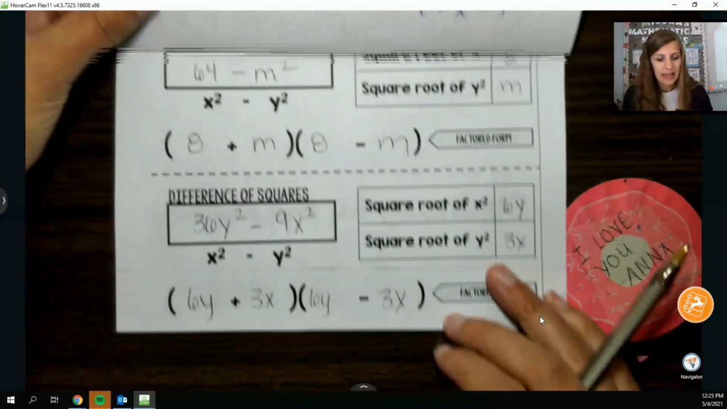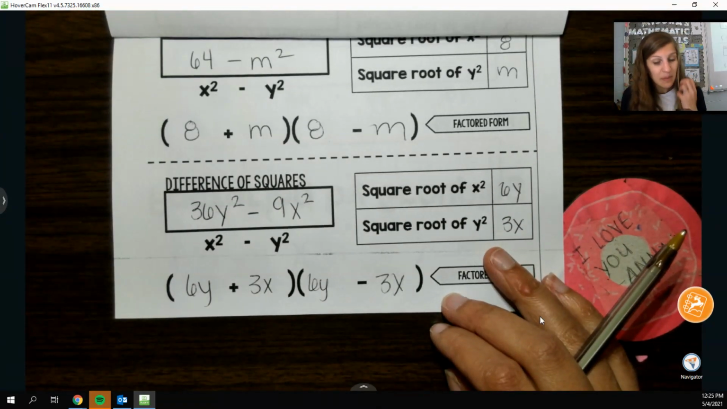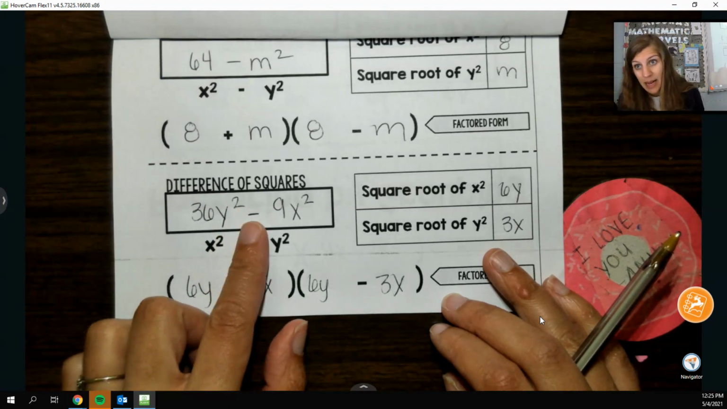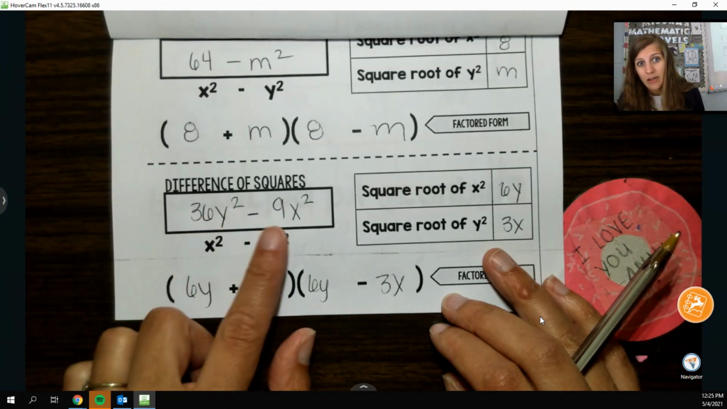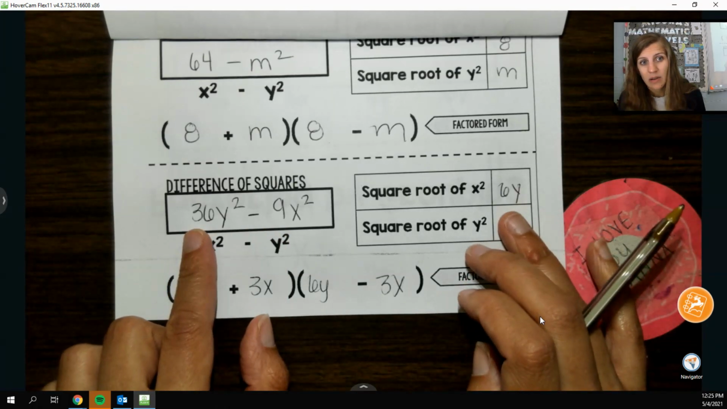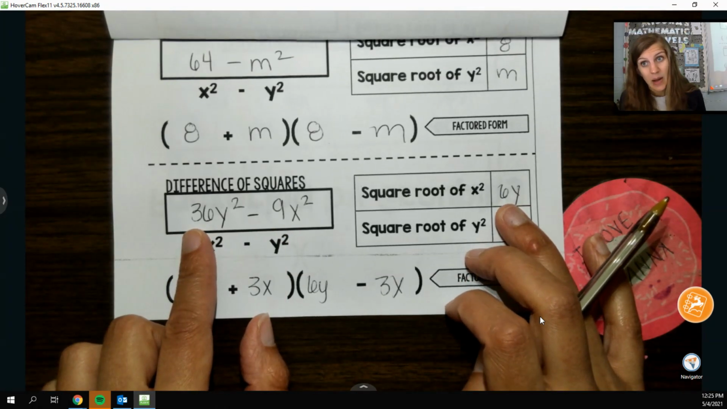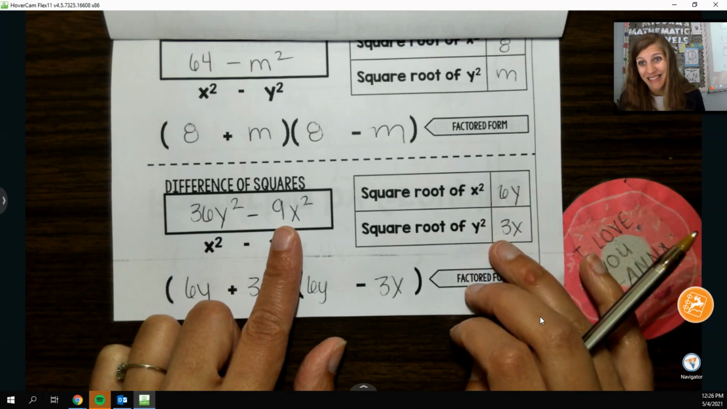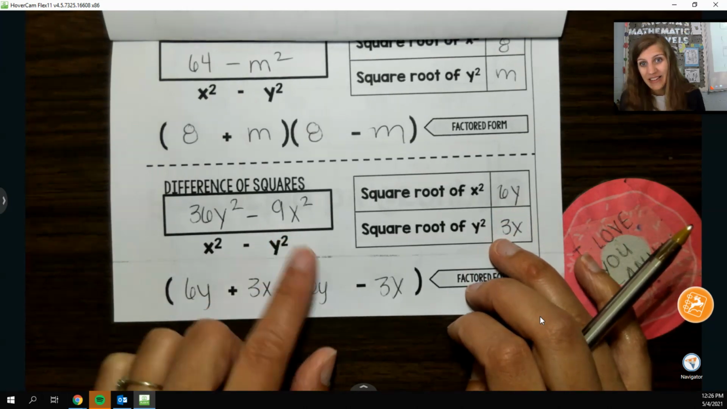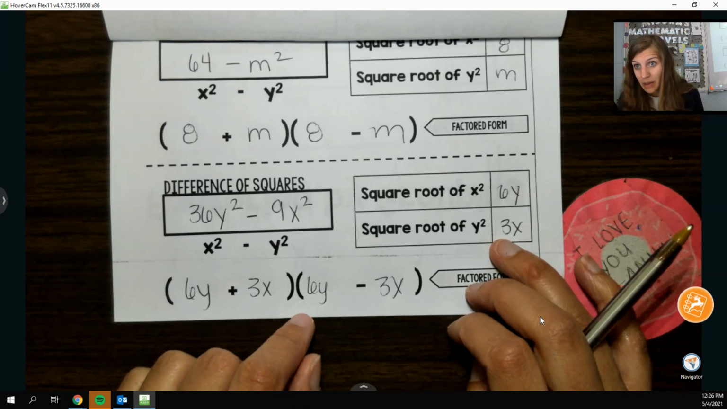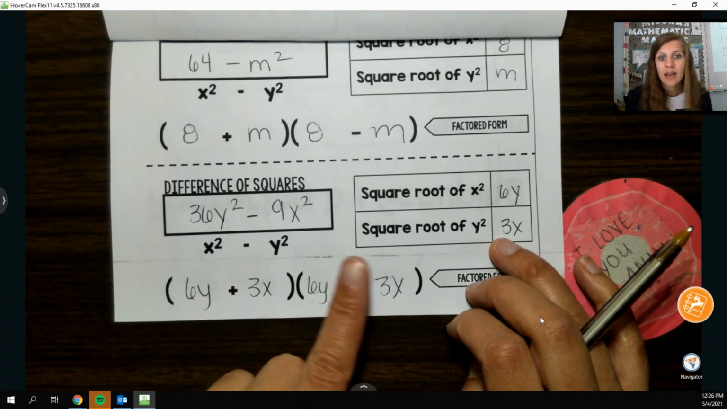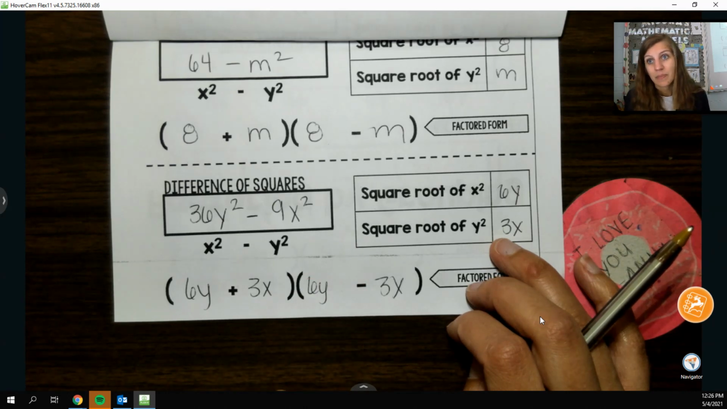And one more example like that, if I have 36y squared minus 9x squared, it has to be a minus. If these are both square rooty numbers, so square root of 36y squared is 6y, and the square root of 9x squared is 3x, then I can do it. And I don't need to check a middle number on this one, so we just write the same parenthesis twice, except for one with a plus and one with a minus.